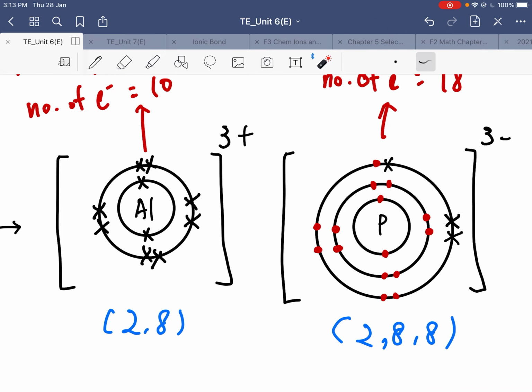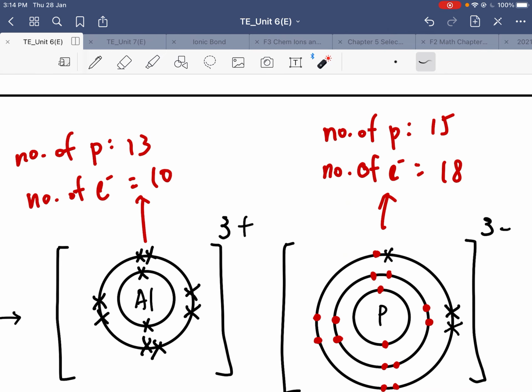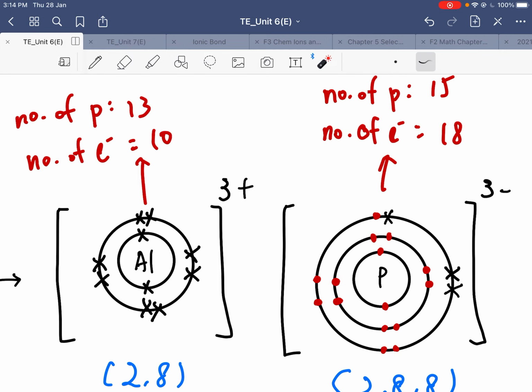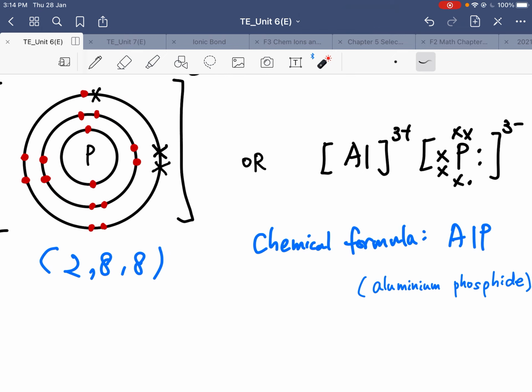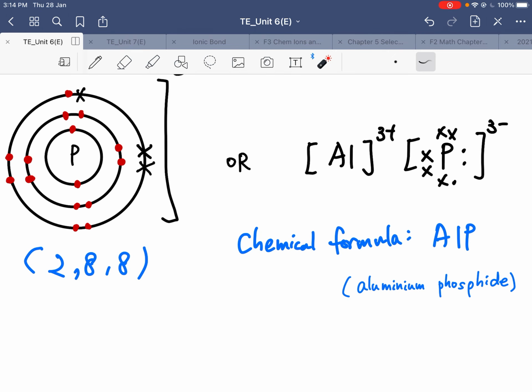And for phosphorus, originally you have 15 protons, 15 electrons, but now in order to attain octet structure, phosphorus gains 3 more electrons. So the number of electrons now becomes 18. You have 15 positive and 18 negative. So the overall charge is 3 minus. Of course you expect they have charge, so they will attract each other because one is positive, one is negative. So aluminium phosphide will be formed, with the chemical formula AlP. So Al3 plus and phosphorus.